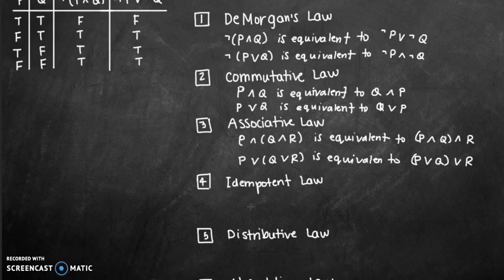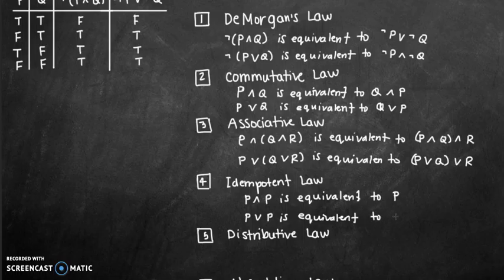And for the idempotent law, we have P and P is equivalent to P, and we have P or P is equivalent to P. So these might not seem as intuitive as the other ones, but you can verify them yourself by checking them with a truth table.